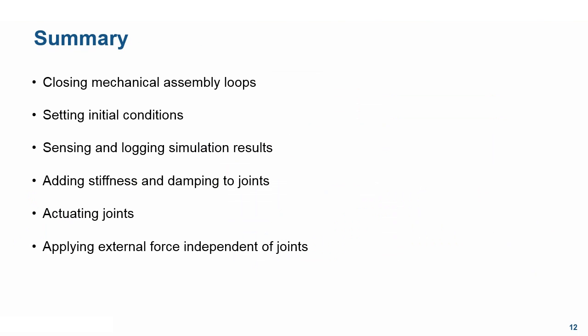In summary, we talked about closing loops for mechanical assemblies, setting initial conditions for mechanical configurations, sensing and logging simulation results, adding real-world mechanics into simulations such as stiffness and damping, actuating joints based on motion profiles and forces, and finally, we saw how to exert force on specific frames independent of joints. This concludes this video.